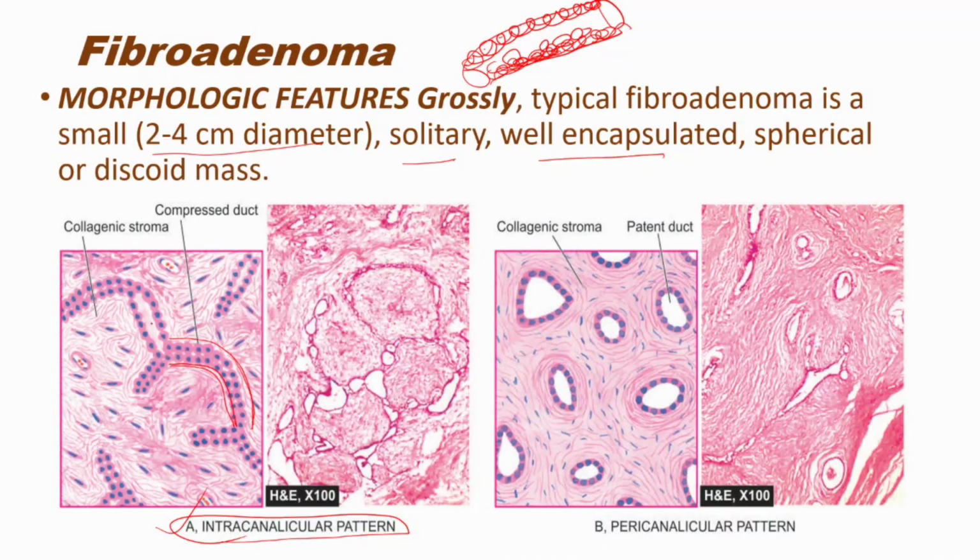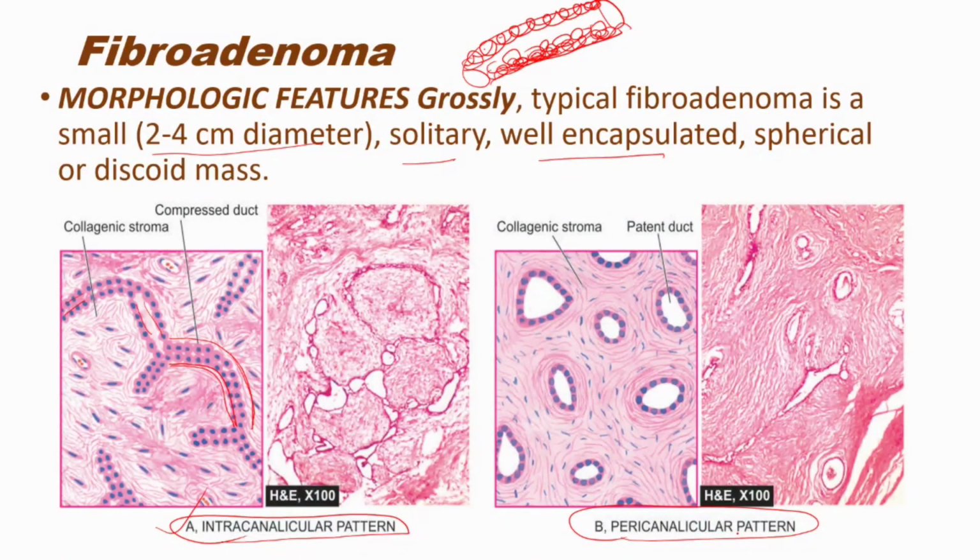Somewhere the lumen is visible, but in some places the lumen is totally closed, because they are intracanalicular. These tumors develop between the canaliculi. And the next type of fibroadenoma is the pericanalicular pattern.